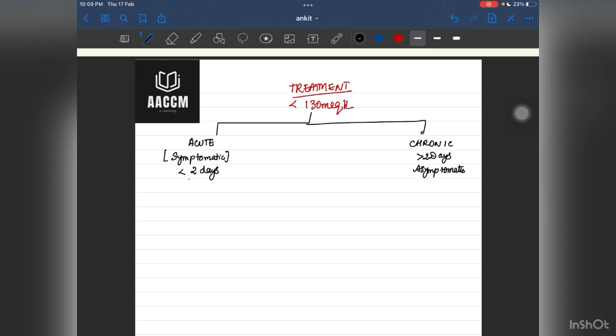Okay, in case of symptomatic, what we have to do is restrict the water, and use hypertonic saline at 1 to 2 milliequivalent per liter. This is the correction rate, right, till the symptoms subside.